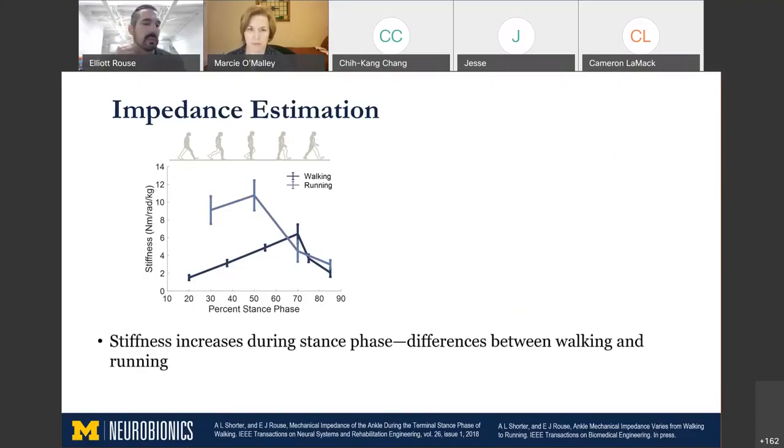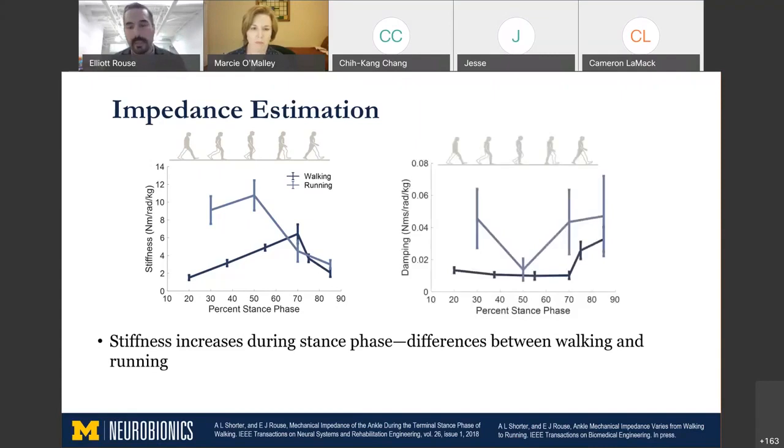What we showed is that the stiffness is actually much higher in the ankle joint during running, and then it has a similar profile where it increases, and then it begins to decrease in terminal stance phase, which occurs a little bit earlier in running biomechanics. And if we look at damping, we also see much different responses, and this is consistent with the literature: the damping during running would be much higher because the muscle activation is greater, and damping is known to co-vary with muscle activation.